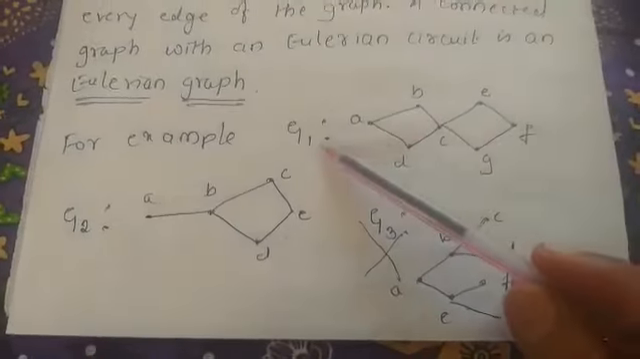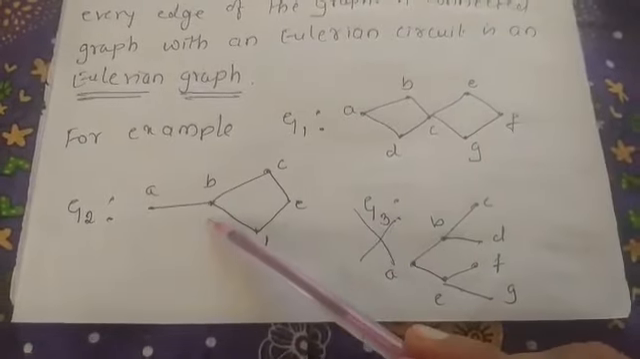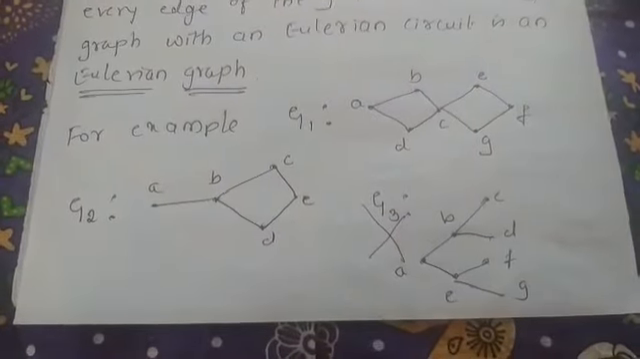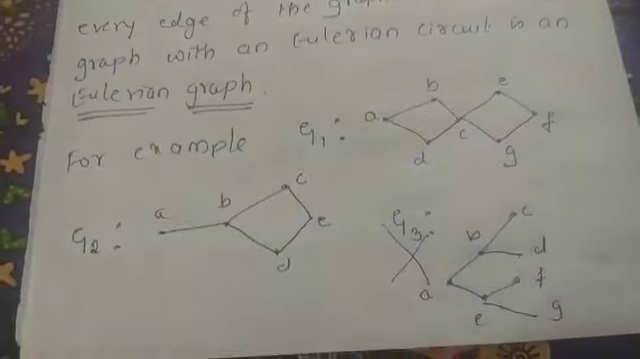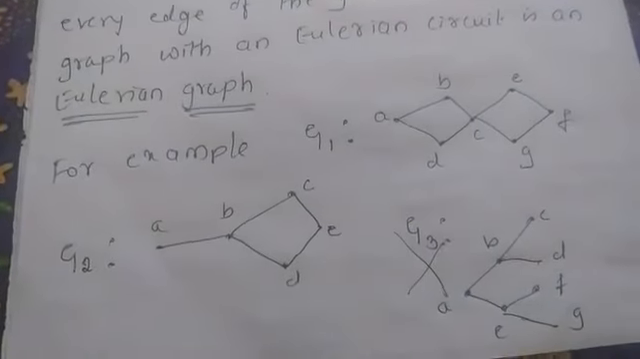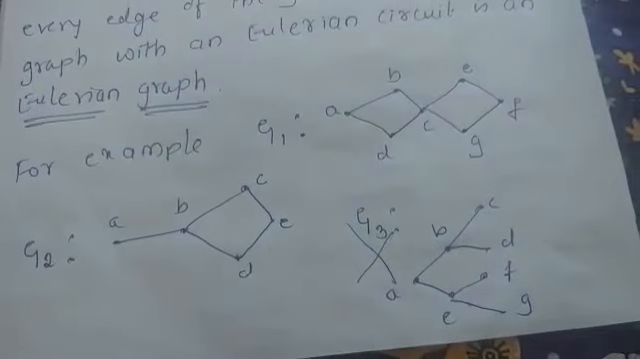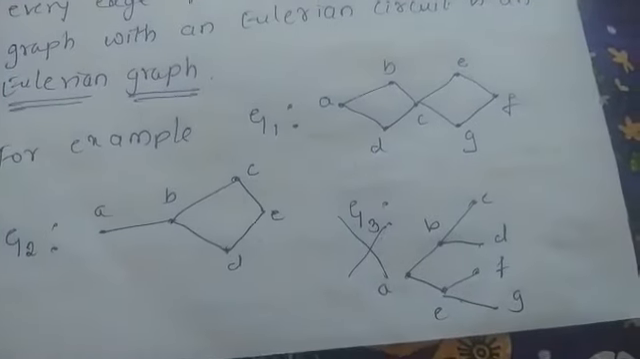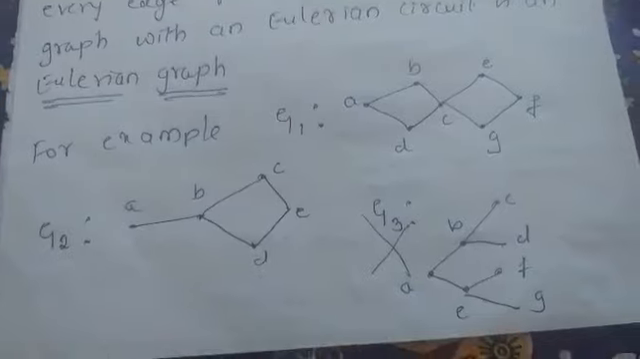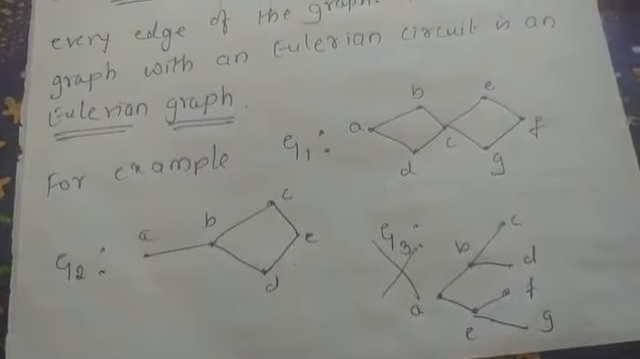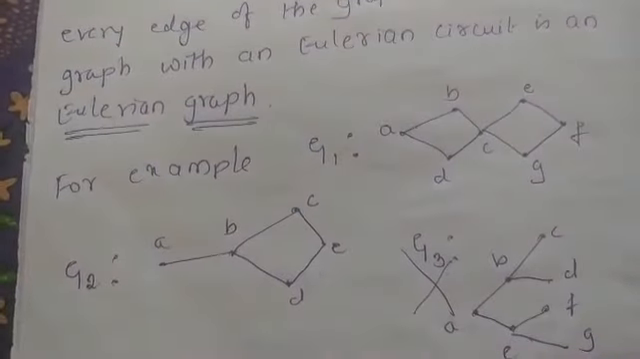Since G1 is an Eulerian graph, G2 is not an Eulerian graph, and G3 is not an Eulerian graph because G2 fails to give an Eulerian circuit. G3 does not have an Eulerian circuit as well as an Eulerian path. Here G1 is the only graph which is called an Eulerian graph.